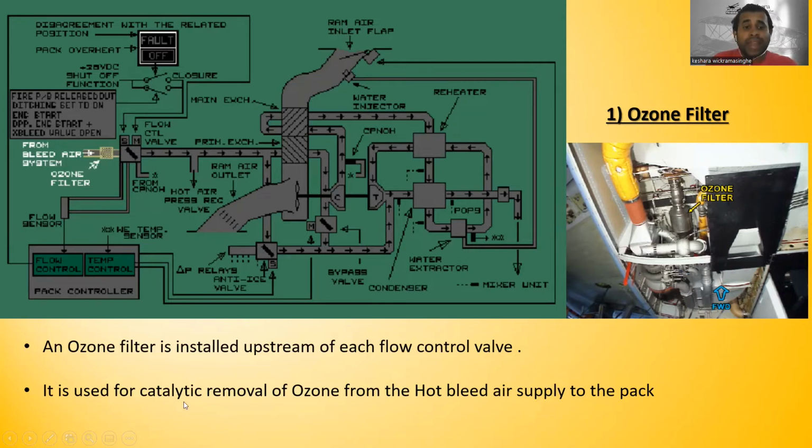It is used for catalytic removal of ozone from the hot bleed air supplied to the pack. You can see this is the ozone filter, situated upstream of the flow control valve. This air is coming from the engine bleed system. This is the live view. You can see this is the ozone filter in a 320, 319 or 321 aircraft.